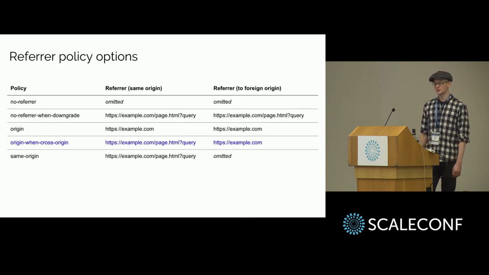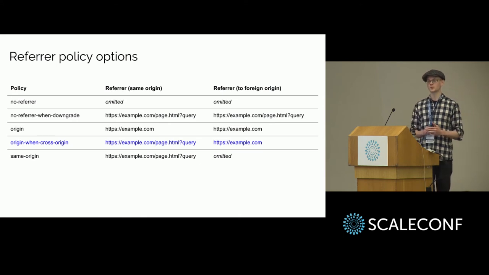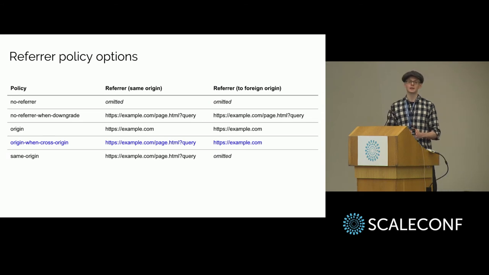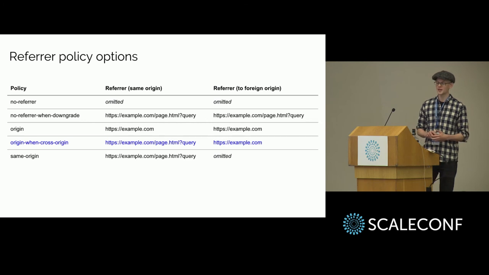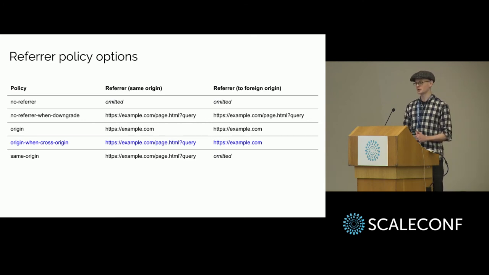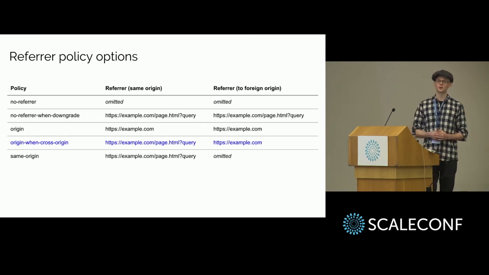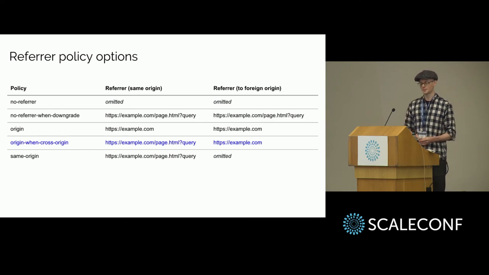So if you don't emit one of these headers, then the default will be no referrer when downgrade, which will include the full URL in the referrer header, unless you are linking from a secure site to an insecure site. And that's now the browser default. But I recommend the policy origin when cross-origin, which will include the full URL when you're linking to your own site, to your own domain, and it will include only the domain name when you're linking to a foreign domain.